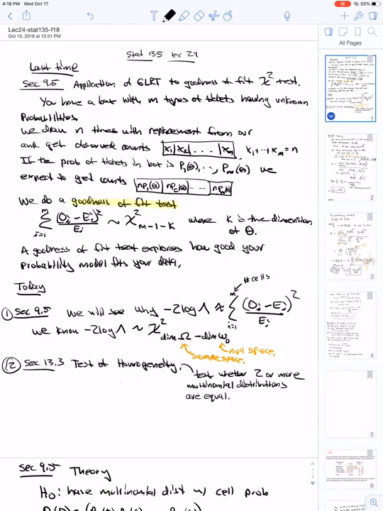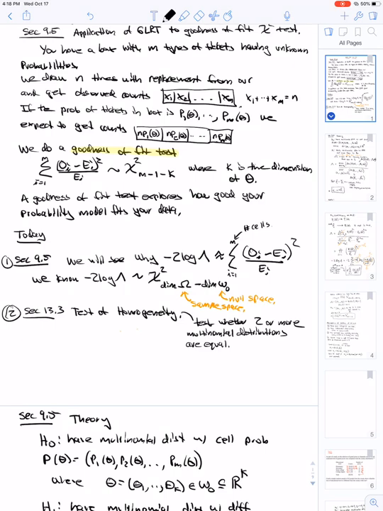Last time we started section 9.4 on applications of the generalized likelihood ratio test to the goodness of fit chi-squared test. You have, for example, a box with m types of tickets having some unknown probabilities. We draw n times with replacement from our box, and we observe counts x1, x2 up to xm, where the sum of these xi is n. If the probability of the tickets in the box is p1 of theta up to pm of theta, we expect to get counts np1 theta, np2 theta, and so on, because these xi are binomial(n, pi theta).